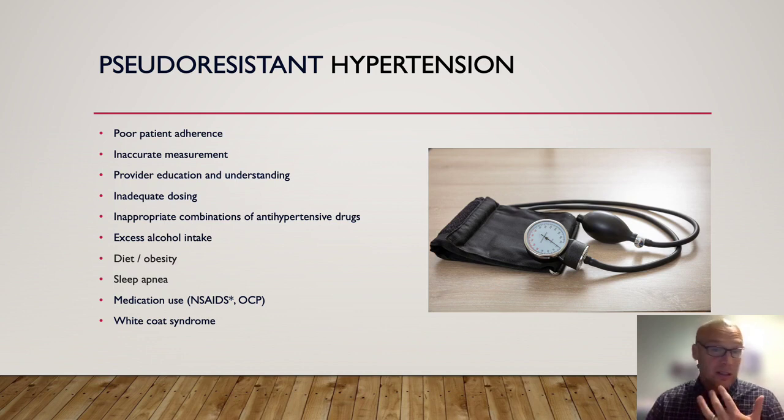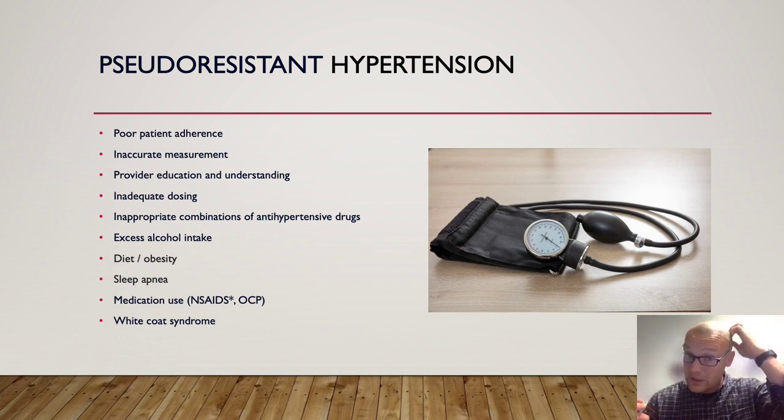antihypertensive. Do they drink a ton of alcohol? How's their diet? Tons of salt, sleep apnea? Are they using tons of NSAIDs? So a person that has chronic pain and is just taking handfuls of ibuprofen all the time, that's going to cause renal issues, but it's also going to elevate their blood pressure.